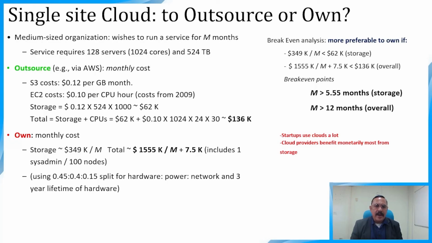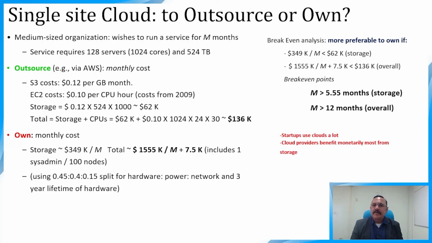Similarly, to own, that means if the organization is going to purchase it, what is the monthly cost? It works out to be, for the storage, $349,100 divided by m months. That comes out to be a total of $1,555,000 divided by m months plus 7.5K. That includes the system administration cost, considering the split for hardware, power and network, and a 3-year lifetime of the hardware.